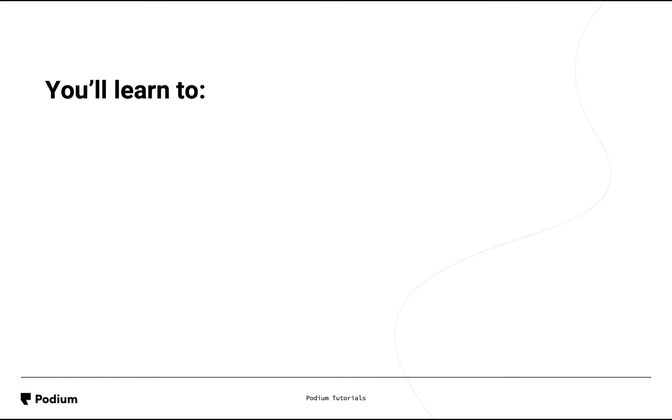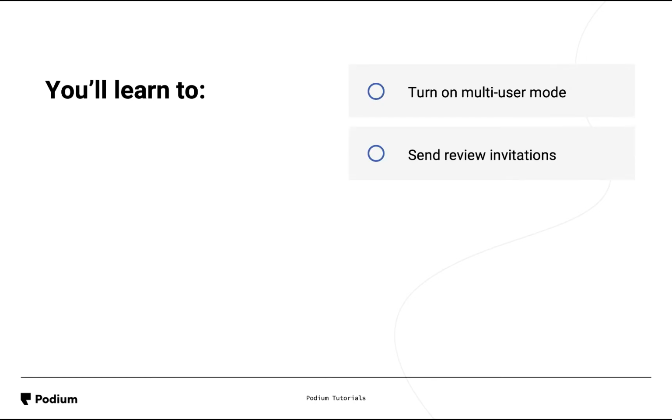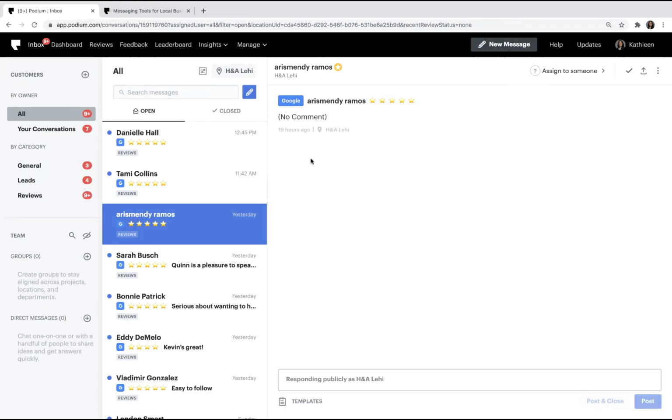During this video, you'll learn to turn on multi-user mode and send a review invitation using a shared computer or mobile device. Multi-user mode is great for users who are sharing a device like a desktop computer or iPad. Instead of several users signing in and out of the same computer, you can generate one username and password that can be used by all.